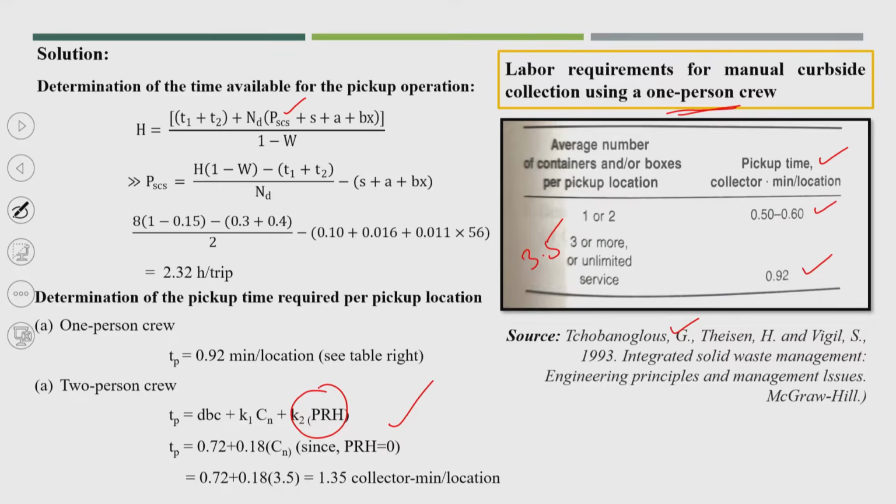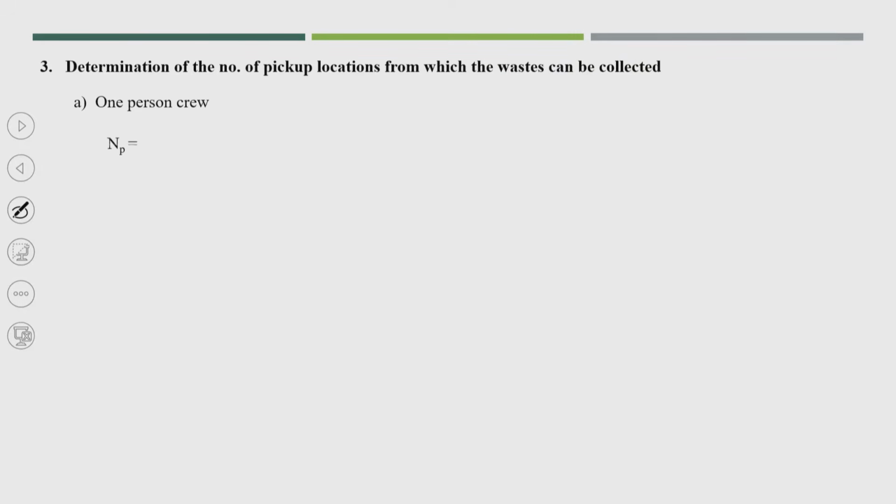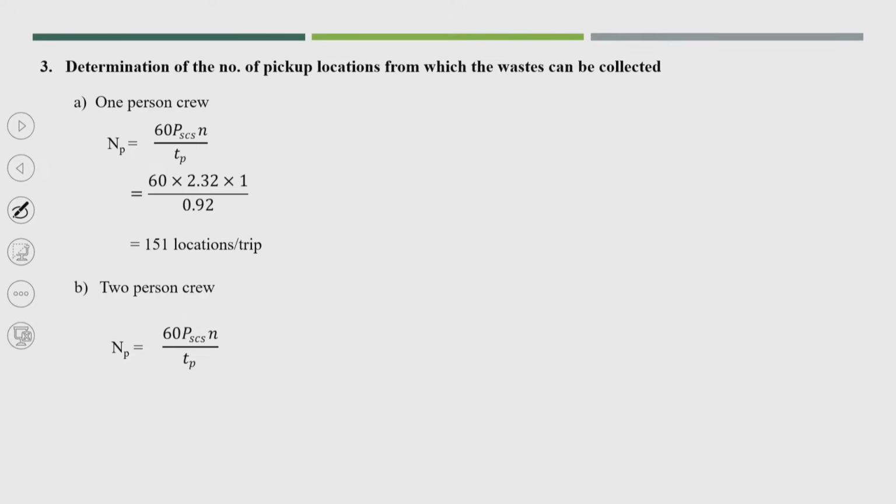Now we calculate the number of pickup locations. In the 1-person crew, the TP value is 0.92 and N is the number of crew persons, that is 1. In that case the value will come to 151 locations per trip. In the 2-person crew, N will be 2 and TP will be for the 2-person crew, so in that case it will come to 206 locations per trip. You see here that the number of pickup locations for the 1-person crew is less than for the 2-person crew.